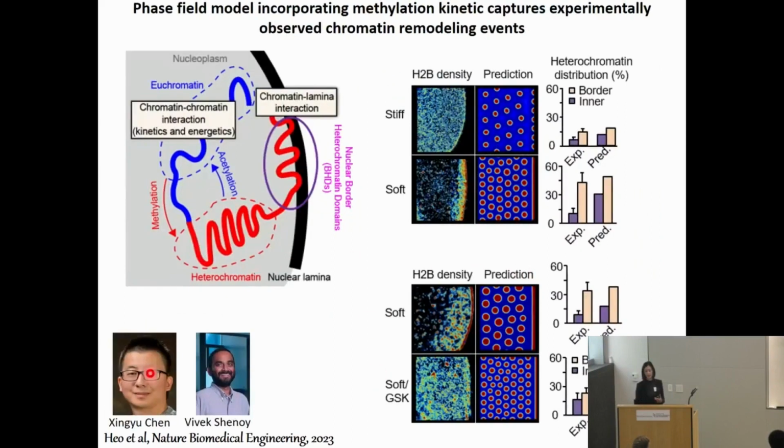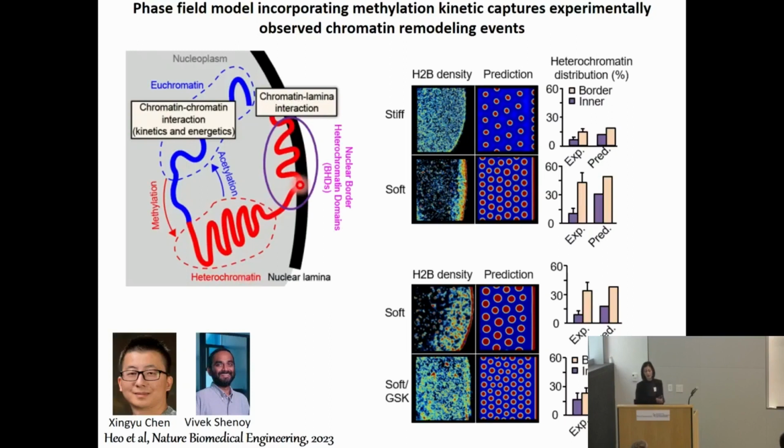And Vivek Shenoy's lab helped us use modeling to understand these results better. In his model, he models chromatin as two compartments, euchromatin and heterochromatin. And the model incorporates interactions between chromatin and interactions between chromatin and nuclear lamina. In this model, euchromatin likes to interact more with euchromatin, heterochromatin more with heterochromatin and the nuclear lamina. So this leads to polymer-polymer phase separation between euchromatin and heterochromatin.